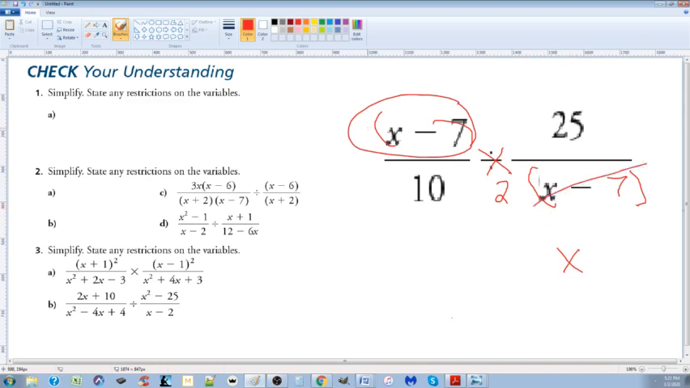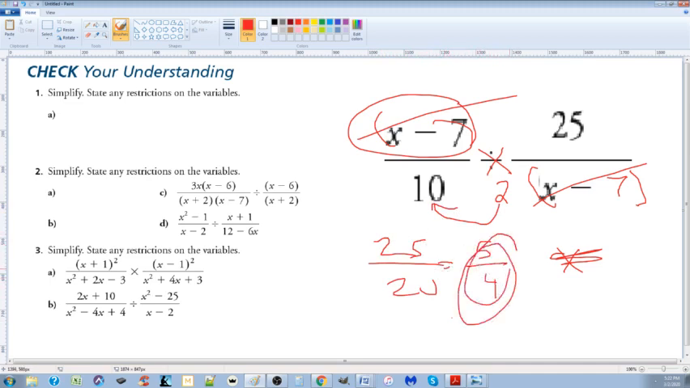Okay, so right away these can cross out. And we can see that we're left with exactly, there's no more x here, we're left with exactly 25 over 20. Because don't forget, we now have to multiply the 2 times the 10. This can be simplified. Both numbers can be divided by 5, which becomes 5 over 4. That's a simple fraction. That's a simple answer. And I believe the restriction is x still cannot be equal to 7.